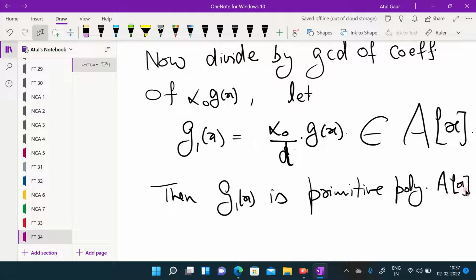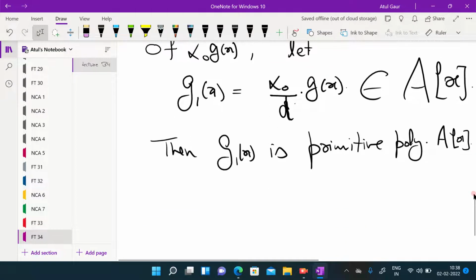क्योंकि जो GCD था उससे आपने डिवाइड कर दिया, जो भी ग्रेटेस्ट कॉमन डिवाइजर था उससे आपने डिवाइड कर दिया. सो GCD अभी तो 1 ही रह जाएगा फिर. Yes, sir. Okay. So let's call this alpha naught mod d as alpha.